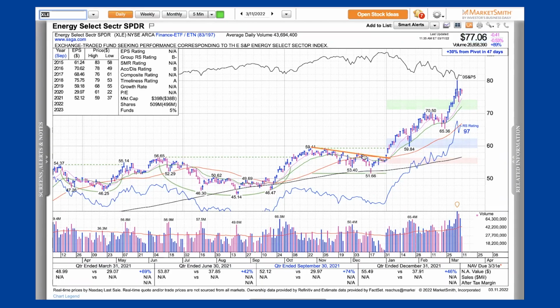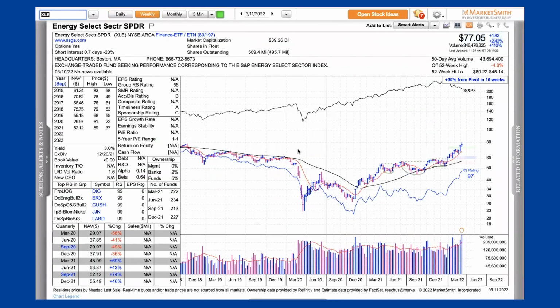And a couple things to point out here about early entries. So I talked about clearing of a downtrend line, but as you can see, this is in the context of an overall uptrend. And we can take an even better look at that by taking a look at the weekly chart here. So this isn't in the context of a downtrend. This is definitely in the context of an uptrend here. And you can also identify the early entry on a weekly chart as well.